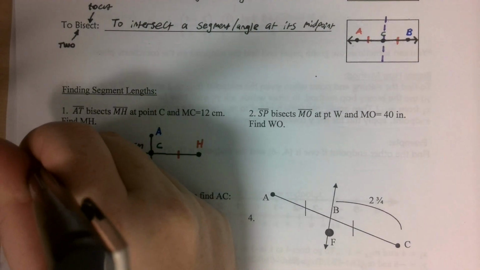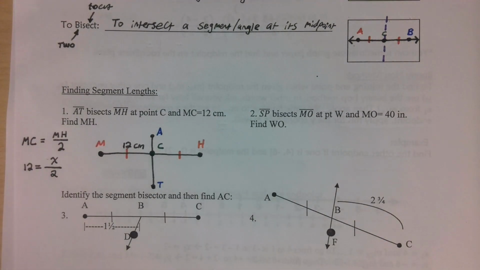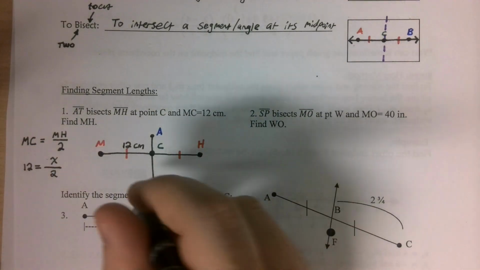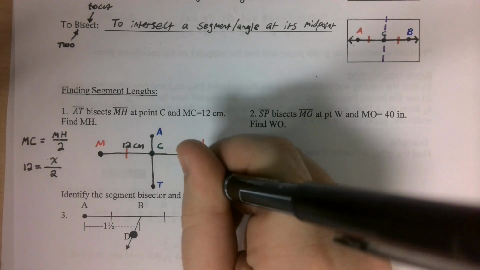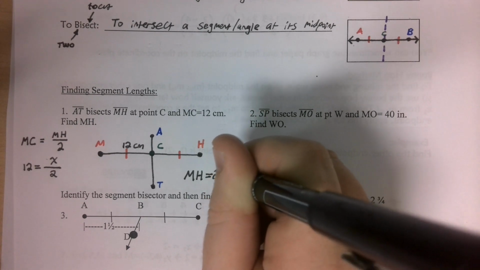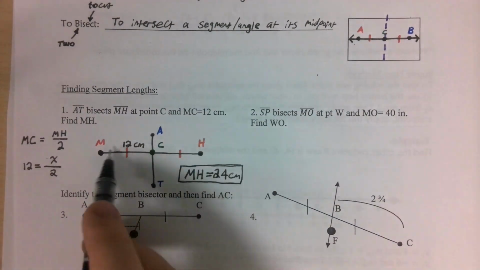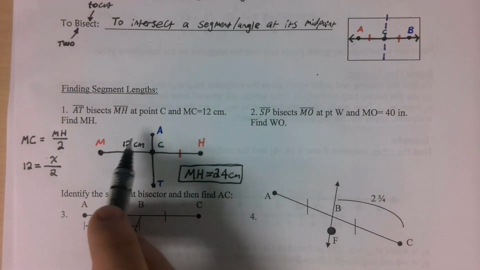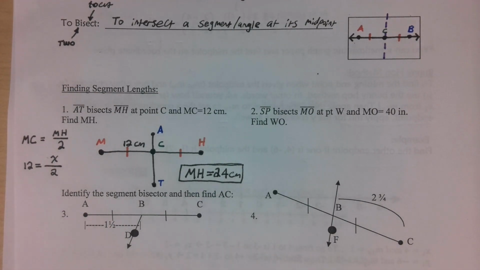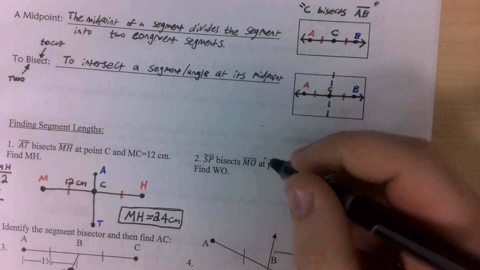If MC is 12, and since we don't know what MH is, we can call it X, we're left with just 12 equals X divided by 2. Obviously, in this case, we could multiply both sides by 2 and find that MH is equal to 24 centimeters. You could have also figured that out by recognizing that if 12 is half of the line, the full line just has to be double that, which is 24. That second way is a much quicker way of going about it, and I recommend it. Let's see if we can use that on this next example.